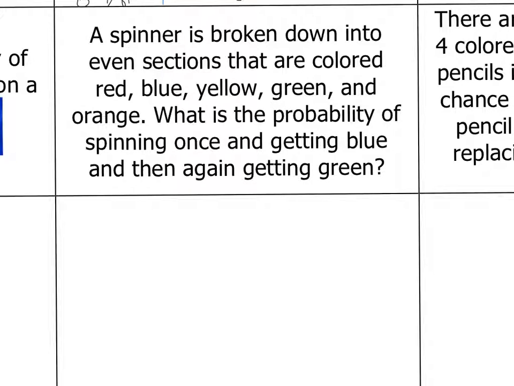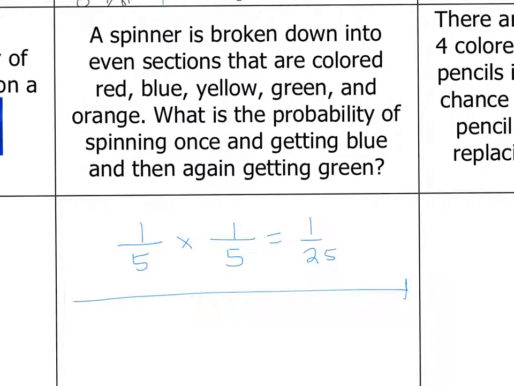So the total amount's going to stay the same. There are red, blue, yellow, green, and orange. So there are 5 colors for both of our probabilities, so the total amount. The first time we want blue first, and there's 1 blue section, and then there's also 1 green section, and we'll multiply. And our probability is 1 out of 25 times you will get a blue first, and then you'll get green. And 1/25 is also going to be fairly close to 0.